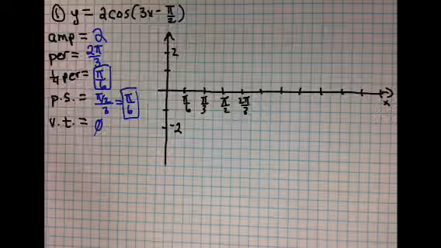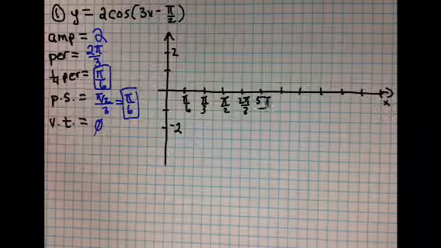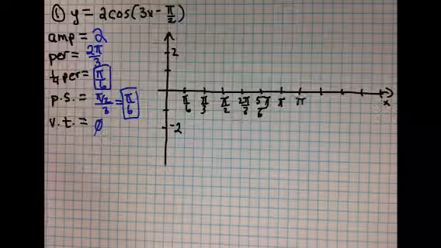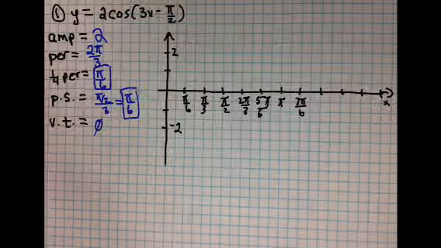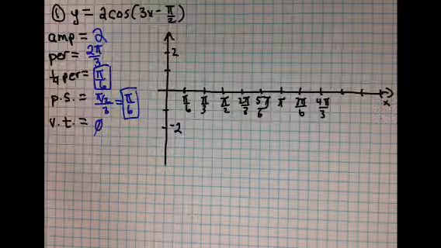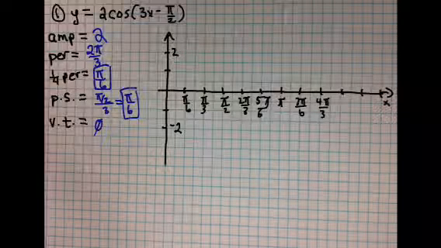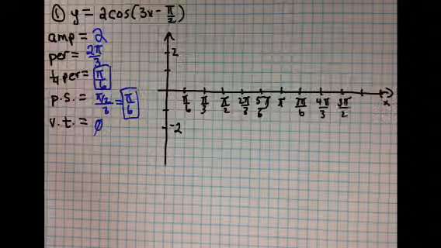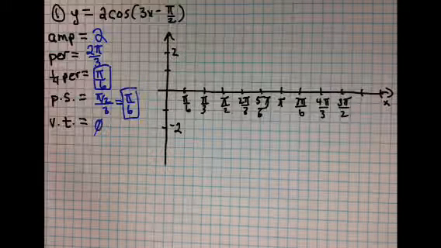And then 5 pi over 6. 6 pi over 6 is pi. 7 pi over 6. 8 pi over 6 is 4/3 pi. 9 pi over 6 is 3/2 pi. And then 12 pi over 6 is 2 pi.